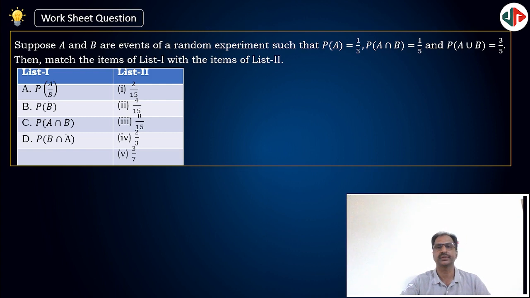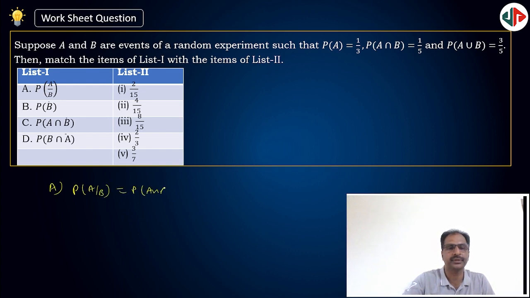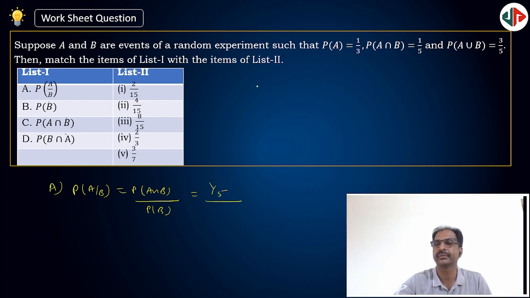Next, list 1 and list 2 are given. You have to match them. The first one is P of A by B, which is P of A intersection B by P of A. P of A intersection B is given as 1 by 5. P of B we have to find.